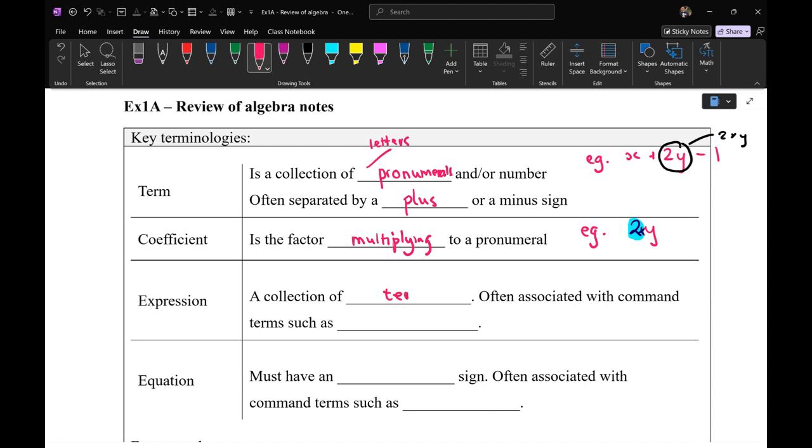Yes, it's a collection of terms. So what I wrote up here is an expression. X plus 2y minus 1 doesn't give you an answer. It's just an expression. I'm just expressing myself.